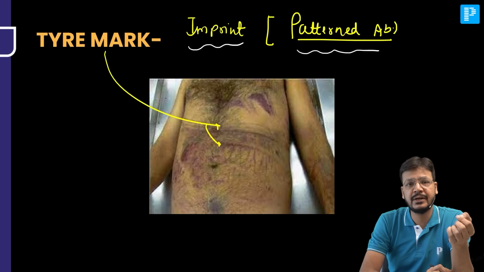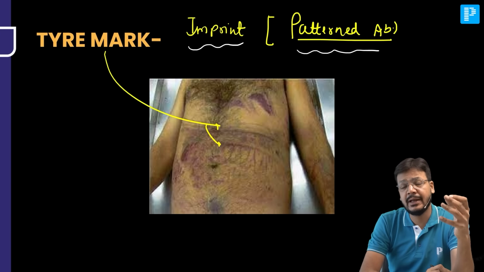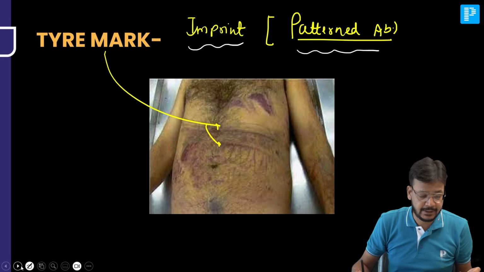Scratch is by pointed object. Most common abrasion in road traffic accident is grazed abrasion. That is a brush burn. And the third is pressure, hanging ligature mark or bite mark. And tire mark are example of imprint or patterned abrasion.